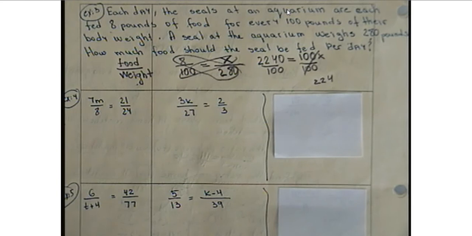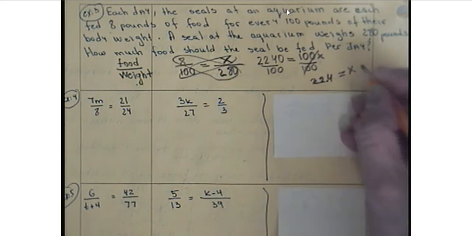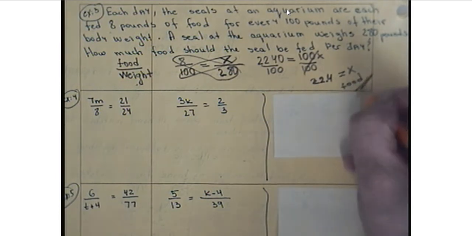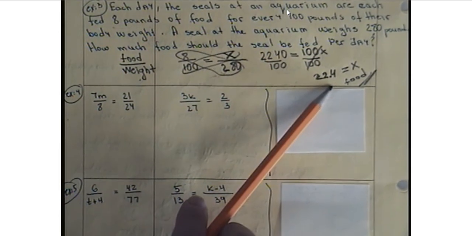Oops, I'm sorry, is that right? Let's double check. 2240 divided by 100. Oops, that will be 22 pounds actually, 0.4 equals x, which is the food amount. How much food? So if the seal weighs 280 pounds, it's going to need 22.5 pounds a day of food. Awesome. I think that's a pretty good example.